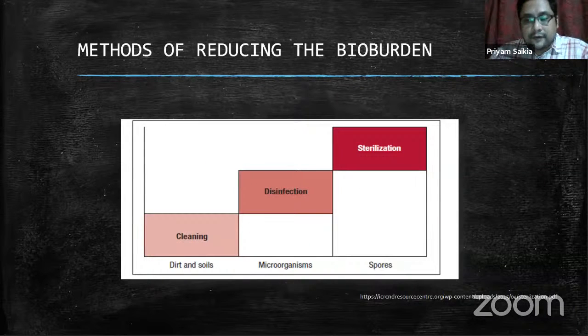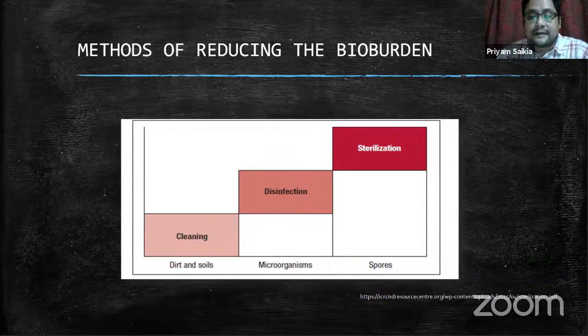What we are trying to achieve during OT sterilization is to decrease the bioburden on either the environment or the surface or on the equipment. The first point is always cleaning. Cleaning removes the dirt and the soils. Then if you want to decrease bioburden further, we will go for disinfection, which is going to remove the microorganisms. And because spores are very resistant, we will be using sterilization if you want to reduce the bioburden more.